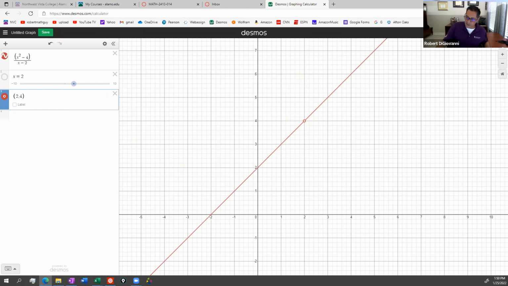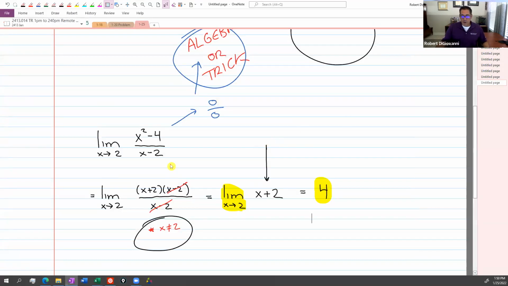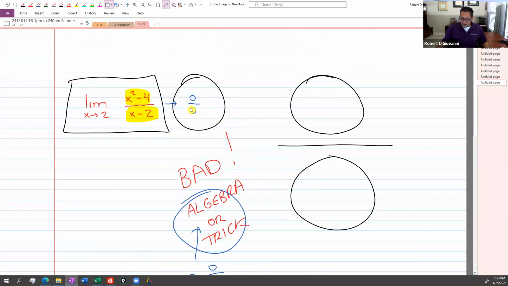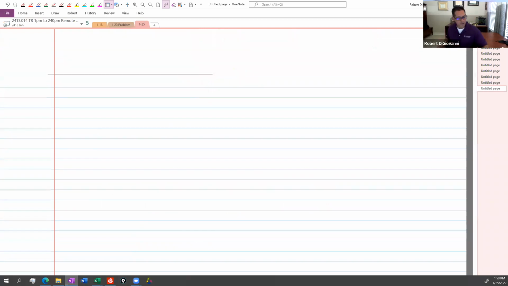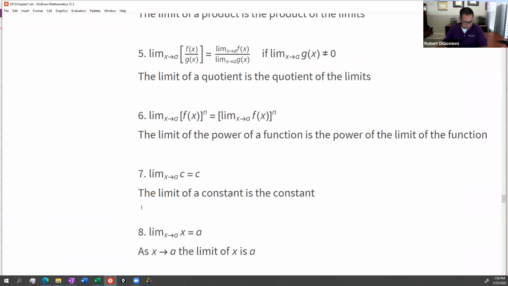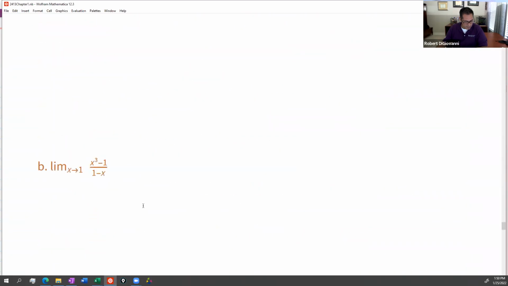All right. So for this problem, we had a bad situation, 0 over 0. It required that we knew difference of squares. Yes? So that's some factoring. It's algebra. Ready for another one? Let's do some more examples. I've got a whole bunch of examples here to do. How about this one?